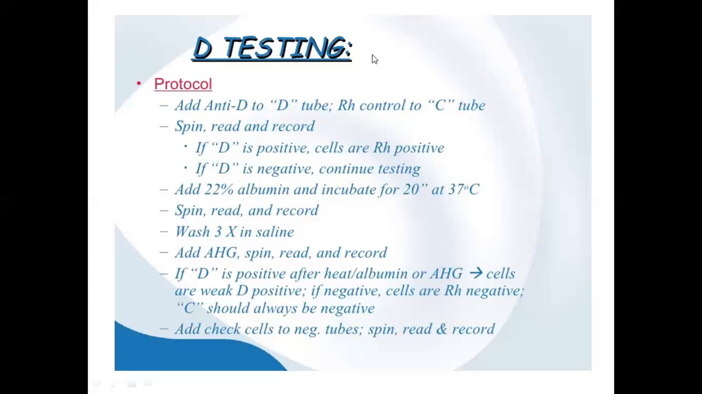Okay. And after this, if D is positive after heat and albumin or AHG, cells are weak D positive. If negative, cells are RH negative. The control, meaning the C, should always be negative. Now, what are we going to do? If it is positive indeed, then let it be recorded as RH positive. To all negative tubes, we need to check, no? Using the Coombs check cells, okay? Add check cells to negative tube, spin, read, and record. Okay, so we add check cells to all negative tubes.